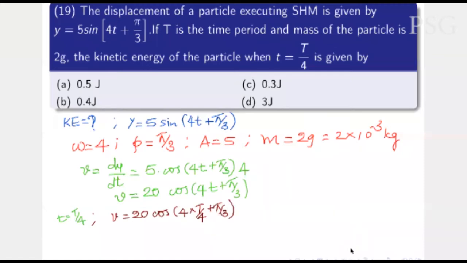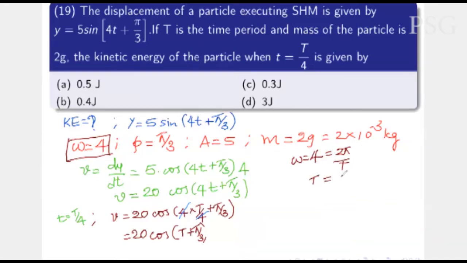So 4 and 4 cancel. What remains inside is 20 cos of T plus pi by 3. So here T is unknown, which can be calculated from the value of omega. Omega equals 4, that gives you 2 pi by T equal to 4. So you can say the time period of this oscillator T equals pi by 2.